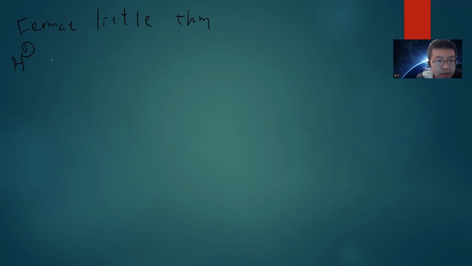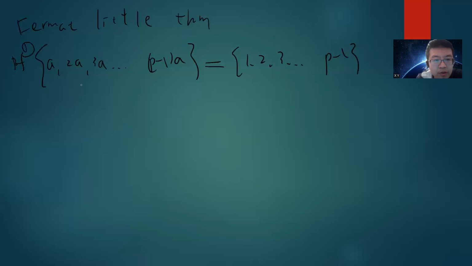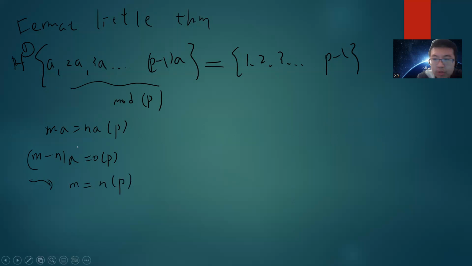You can consider a, 2a, 3a, up to (p minus 1)a as a set. I claim that this set is just a permutation of 1, 2, 3, up to p minus 1 if I mod every element by p. The reason is that if ma equals na mod p, it means that (m minus n)a is a multiple of p, but a is coprime to p. That means m equals n mod p, which is impossible, because I consider m and n both from 1 to p minus 1.